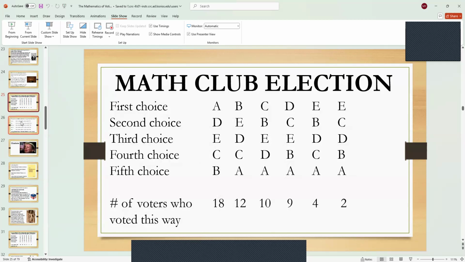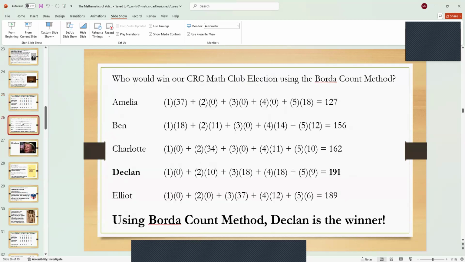Here's what the math would look like behind the Borda count method right here. Kind of go back and forth and make sure we really understand. It looks like Declan wins. Declan has the most points using the Borda count method. Let's go through Declan's situation and see why he's the winner.